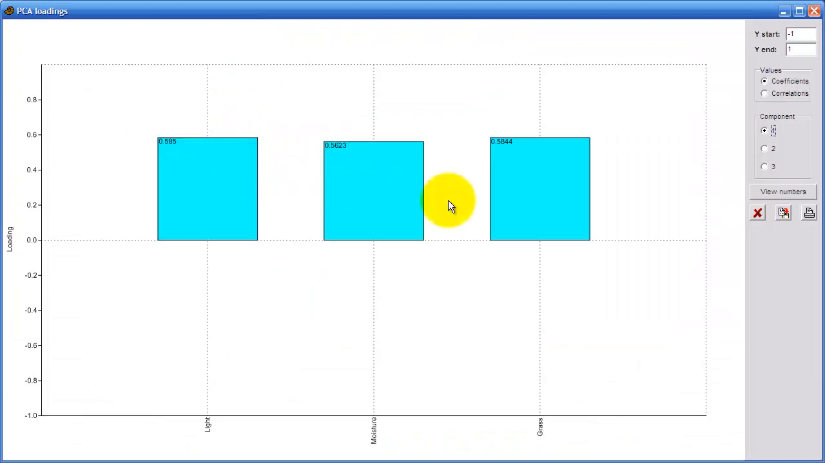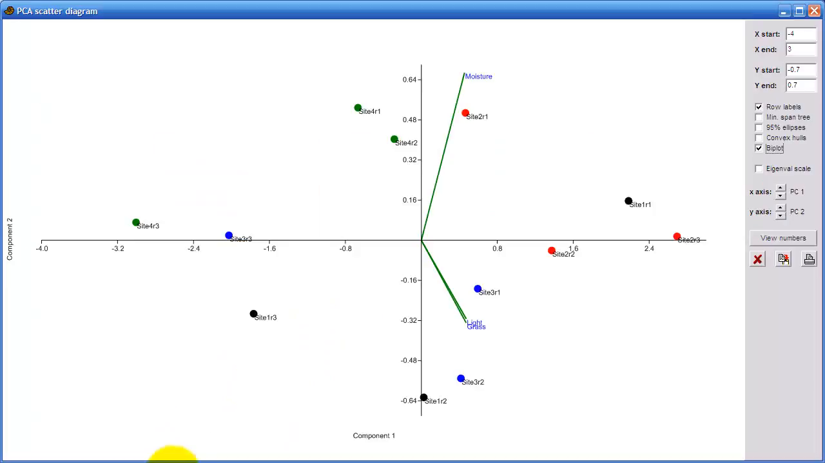So axis 1 is measuring light, moisture and grass, and all of those three things contribute more or less equally to going from the left side of axis 1 across to the right side. So if I bring this back up here, down here we've got low levels of moisture, light and grass, and up here we've got higher levels.